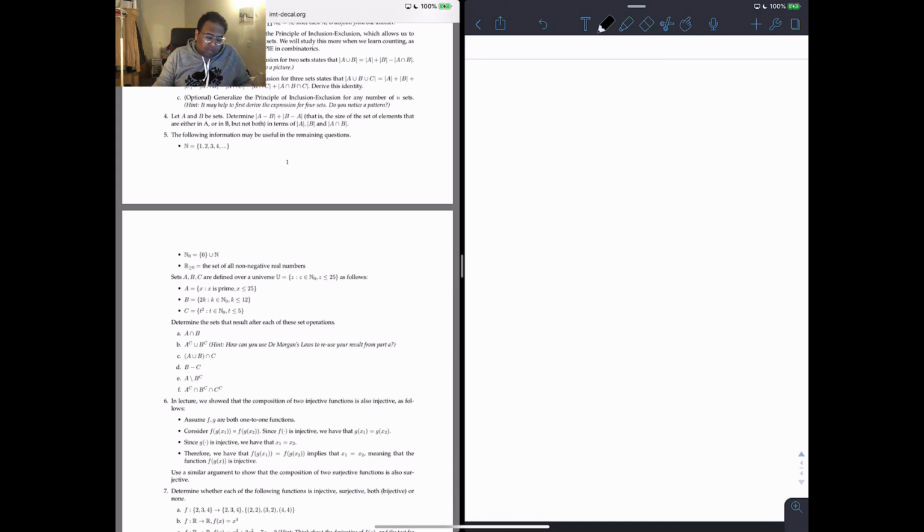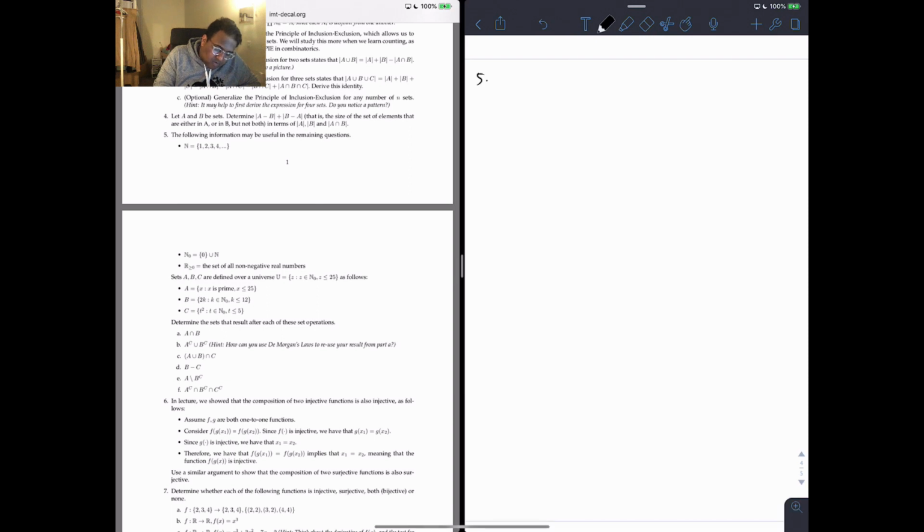So we're reminded of the definitions of the natural numbers, the whole numbers, and the non-negative real numbers, not the definitions, but the notation for them. And we're also given these definitions of these sets A, B, and C. And we want to determine the results after these set operations. So I think the best first step is to identify concretely what A, B, and C are.